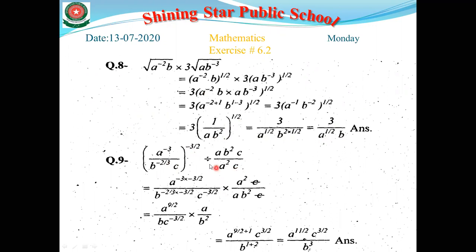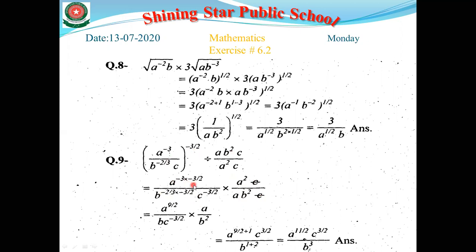Okay. Now we change this divide into multiply. The denominator's value becomes the numerator and the numerator becomes the denominator. Okay, C cancels. Now here we multiply minus 3 over 2 within the bracket. So it becomes minus 3 multiply minus 3 over 2, same in the denominator.